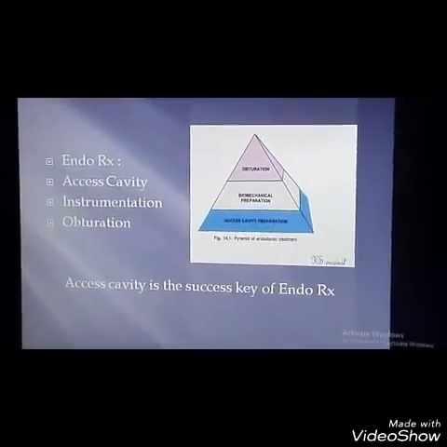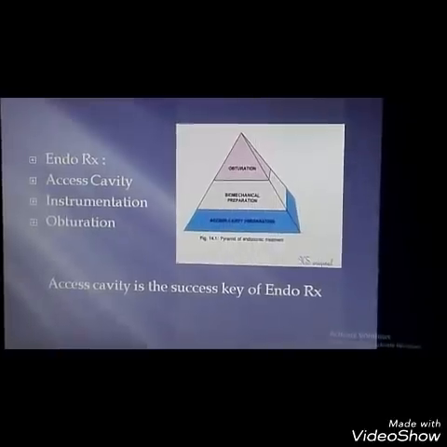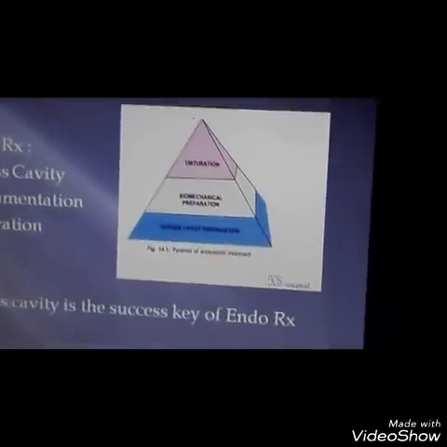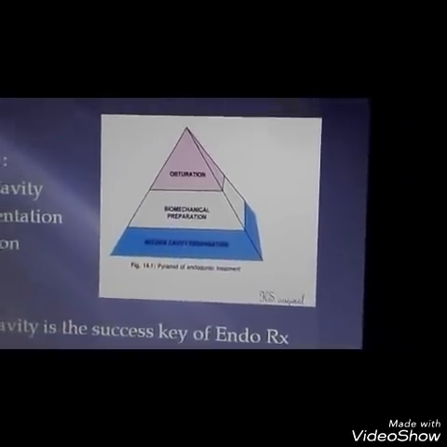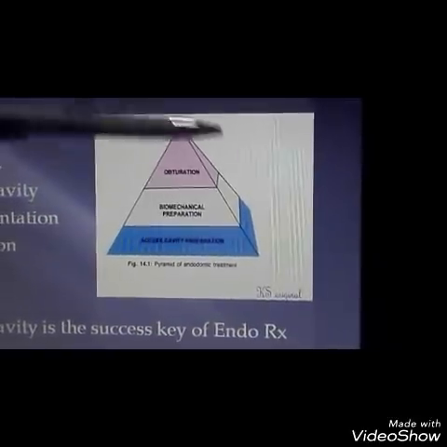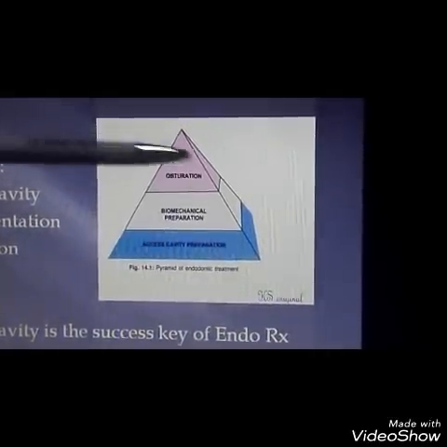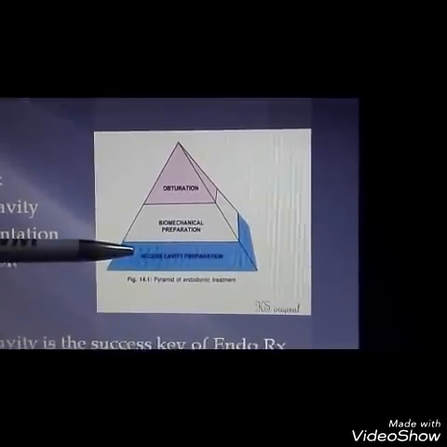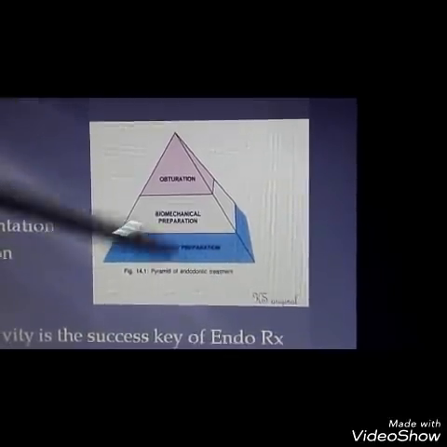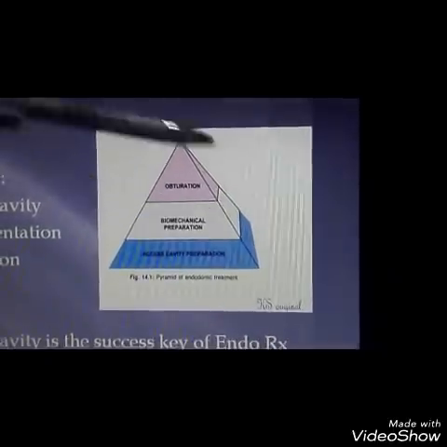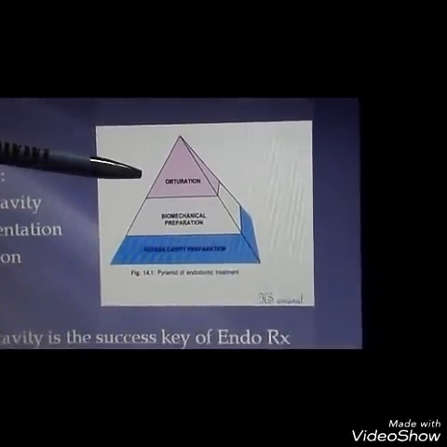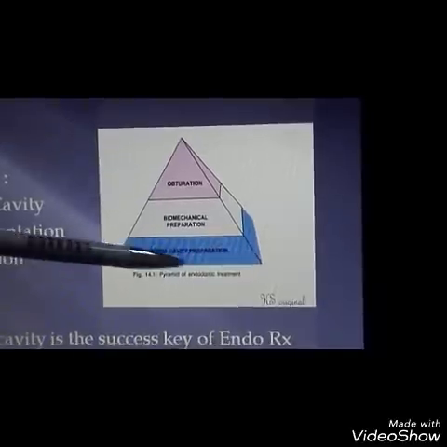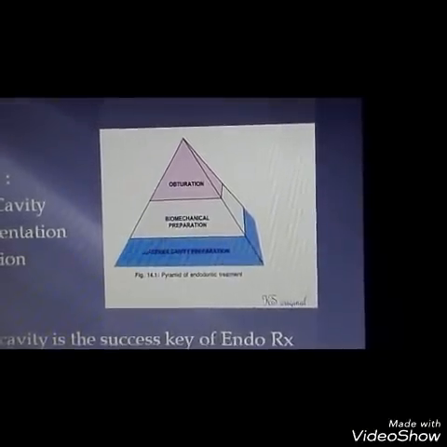First of all, endo treatment consists of access cavity, instrumentation, and then obturation. But look at this pyramid. At the tip of the pyramid, I have obturation. At the base, I have access cavity. So if I want to reach this last step of endo treatment and get success in the treatment, I should concentrate on access cavity.